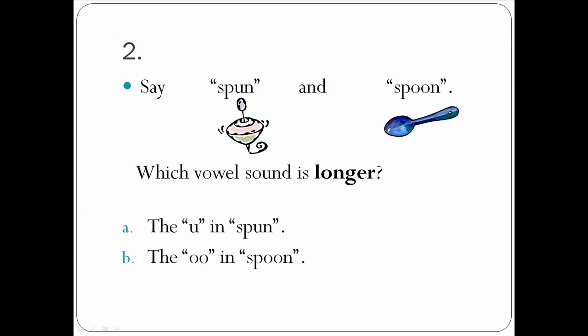Number 2. Say spun and spoon. Which vowel sound is longer? The oo in spoon is longer. Listen again. Spun, spoon. Uh, oo.